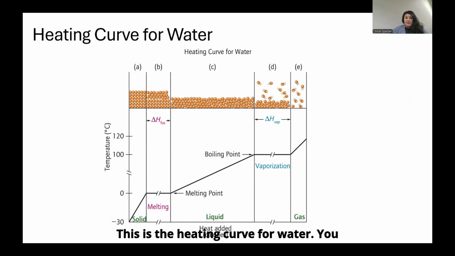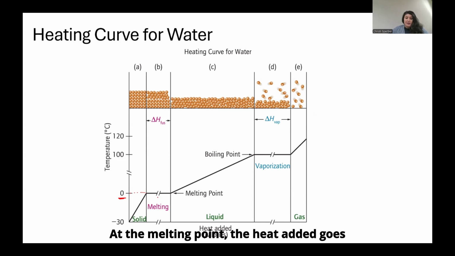This is the heating curve for water. You can see as heat is added to ice, the solid, the temperature increases linearly until you get to the melting point of water, which is 0 degrees Celsius. The temperature remains constant at 0 degrees Celsius even as heat continues to be added. Instead of the temperature increasing, a phase change occurs, known as melting.